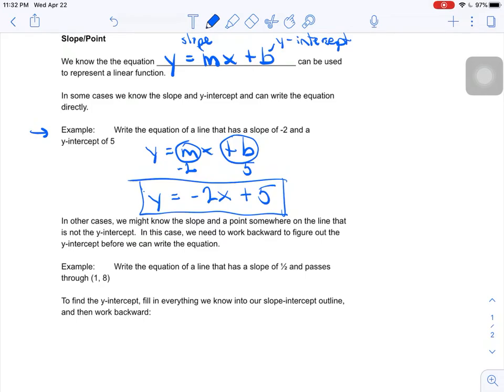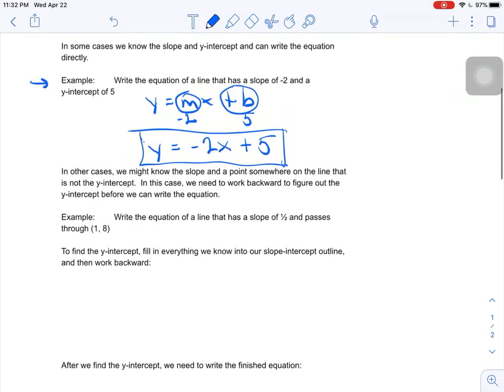So today we're going to put a little variation on that. Like I was saying a minute ago, in some cases we might know the slope and we have a point. So remember, the y-intercept is a point. When we say the y-intercept is 5 on a graph, that would actually be (0, 5). So it is a point or a coordinate on a graph. So we might be given a coordinate that's not the y-intercept. And if it's not the y-intercept, I can't put it in the y-intercept spot.